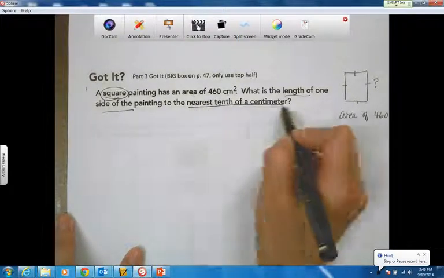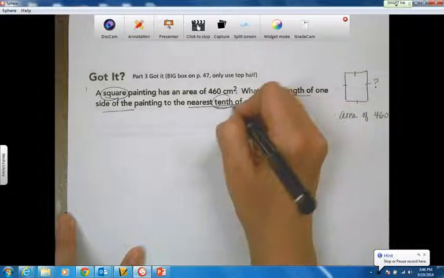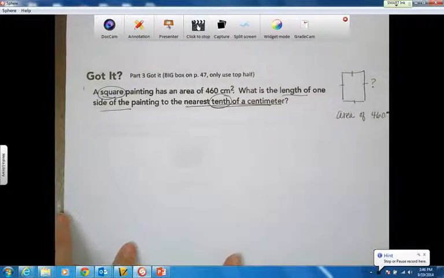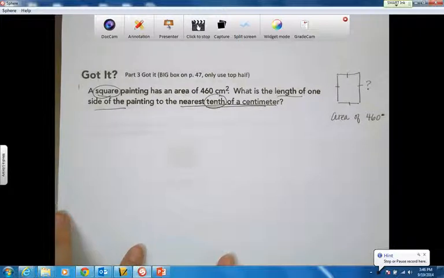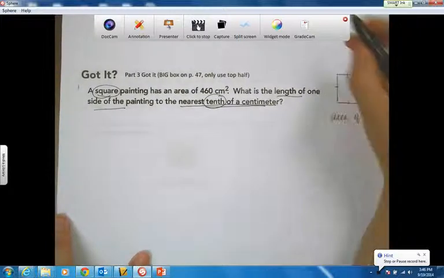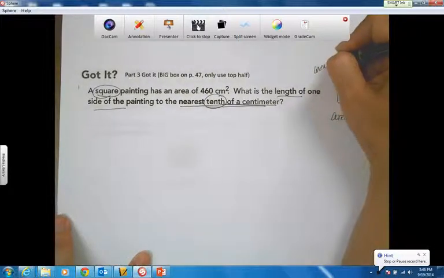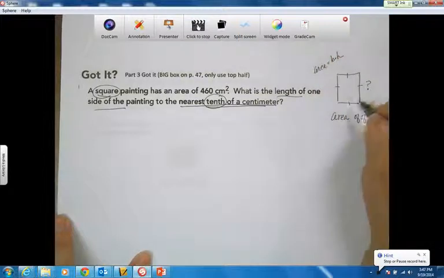Okay? All right, so to set this up, I should know that to find the area of a square, I am going to use base times height, which means I'm going to take this number times this number, and that should give me this number. And since it's a square, this number and this number have to be the same.